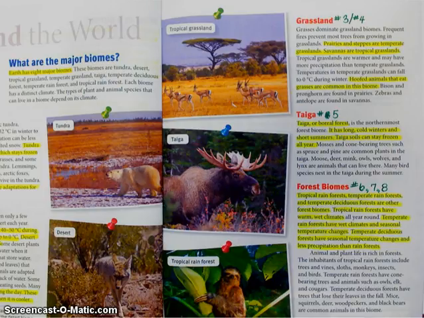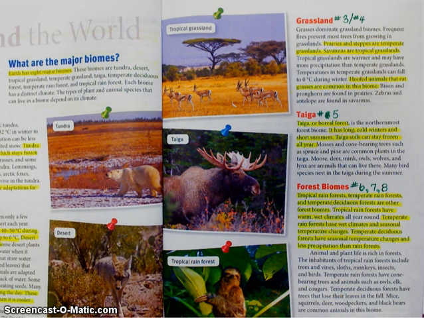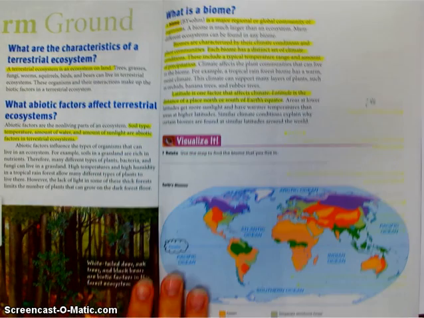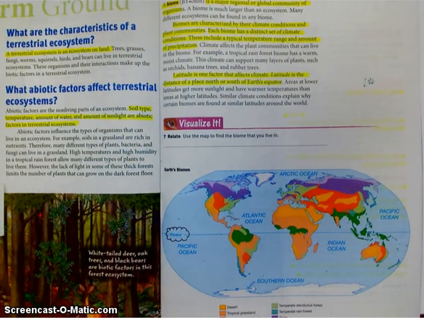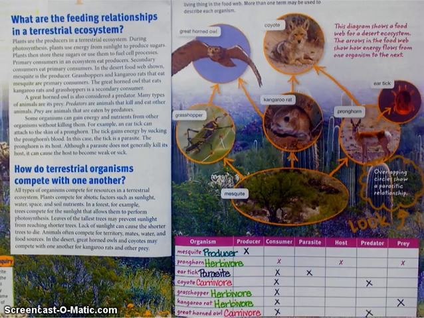So your 8 major biomes: tundra, desert, tropical grasslands, temperate grasslands, taiga, temperate rainforests, tropical rainforests, and temperate deciduous forests. And if you want to kind of know where they're located, refer back to the map on page 515, right here. All right, so now I'm on page 518 and 519.